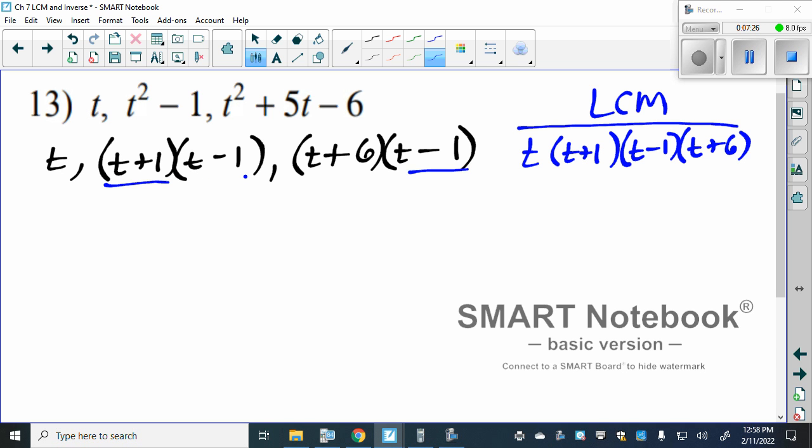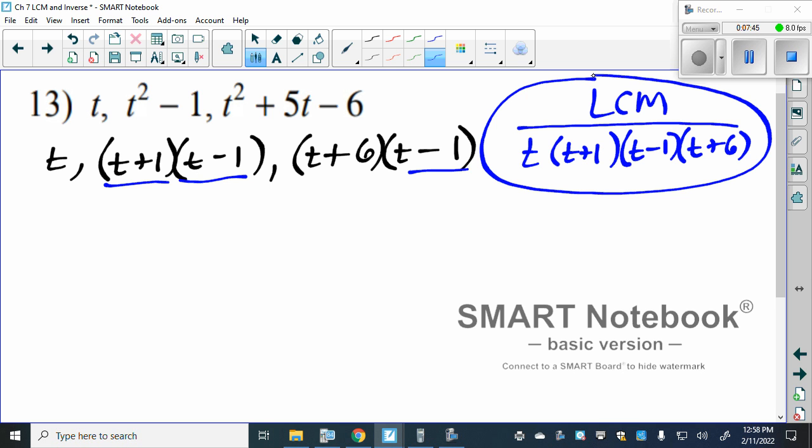And the t minus 1 and t minus 1 do appear twice, but in each term they only appear once. So we'll only need it once. Now if one of them was t minus 1 times t minus 1, then we would include it twice. But here, each time it only includes once. And the t plus 6 only occurs once. So we only need it once. And that's it.